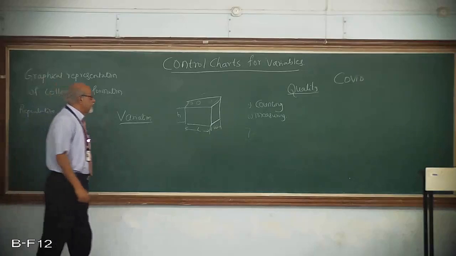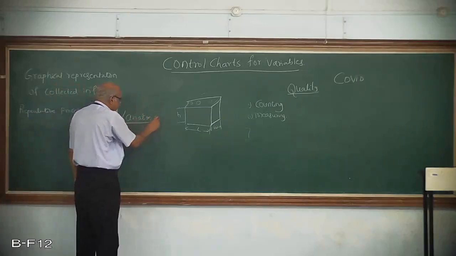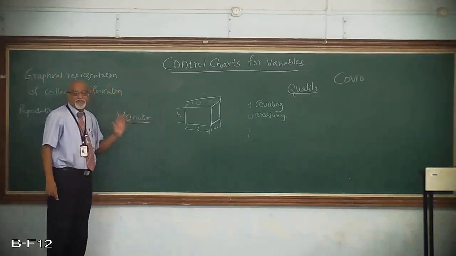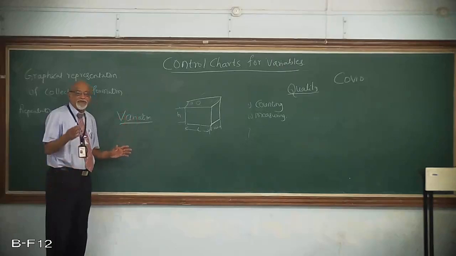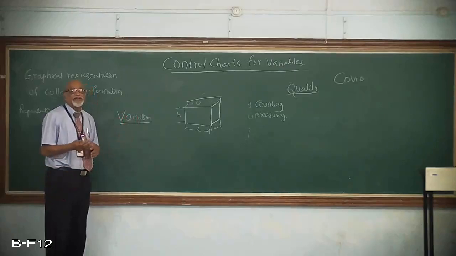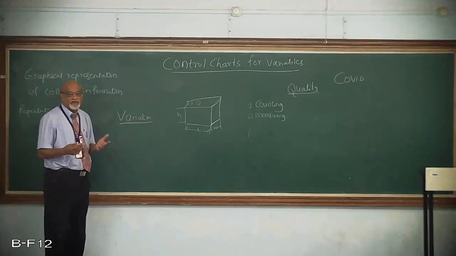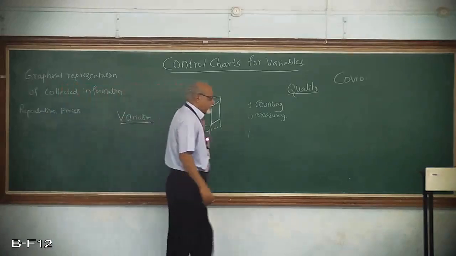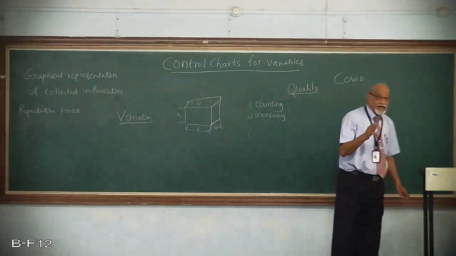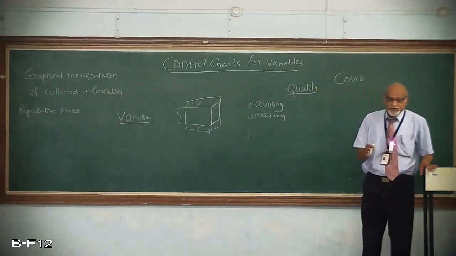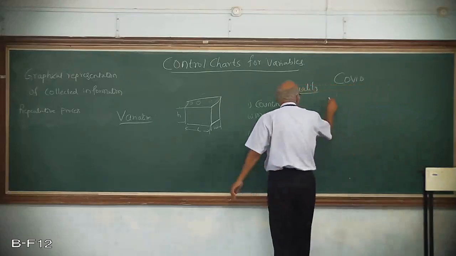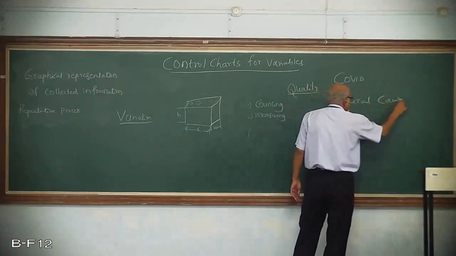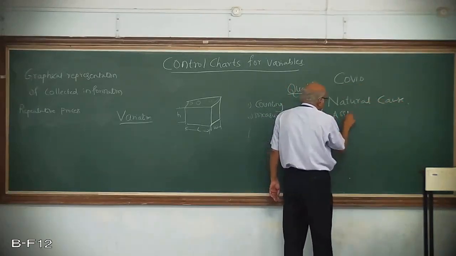Variation is there, variation is inevitable, and this variation may be due to a natural reason. The second is that it might be created, or suddenly come out, or be because of something unnatural. In quality terminology, we can say one is natural cause, and another one is assignable cause.